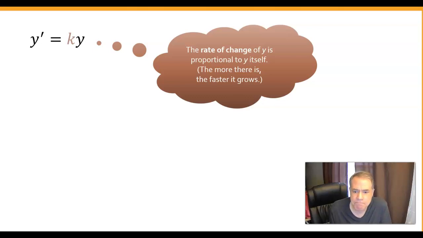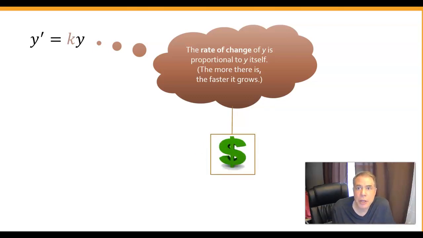at any given time. And there are several situations in the real world that work this way, or at least approximately can be modeled like this. For example, compound interest. The amount of money in an interest-bearing account is growing as the interest gets added on. And the more money you have, the more interest gets added on, because like 5% of a large amount is more than 5% of a small amount. So the more money there is, the faster that amount grows. It grows at a rate that's proportional to the amount that's present.